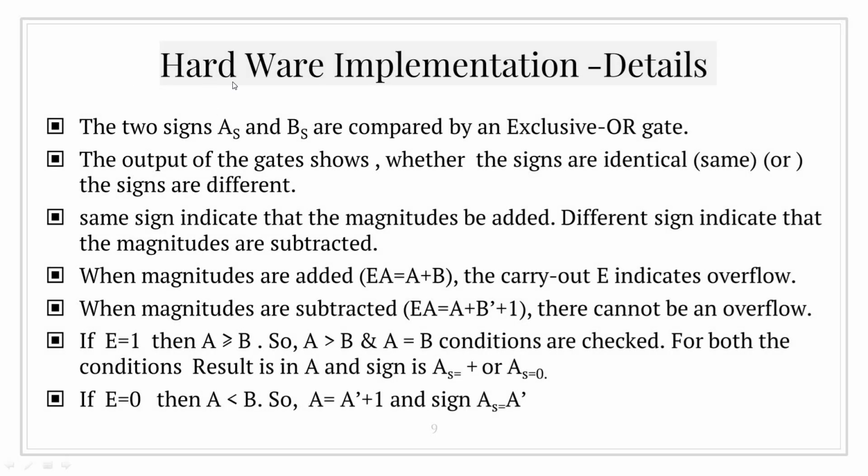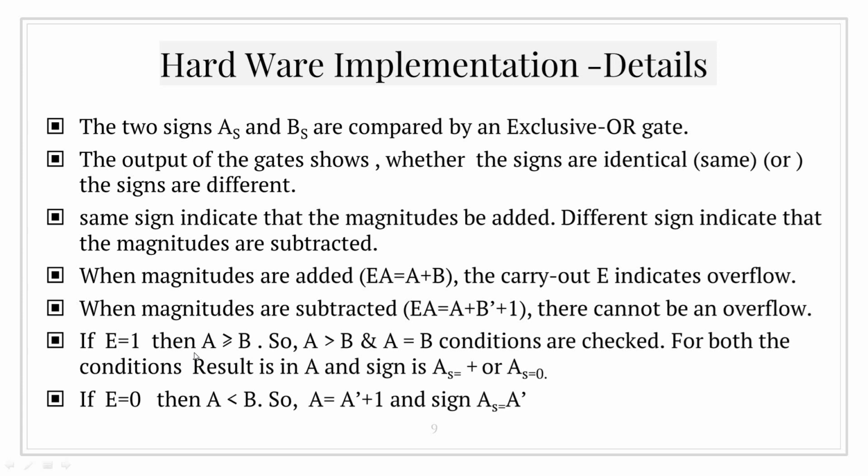The detailed description of hardware implementation. Two signs AS and BS are compared by an exclusive OR gate. The output of the gate shows whether the signs are identical or different. Same sign indicates that the magnitudes are added. Different sign indicates that the magnitudes are subtracted. When the magnitudes are added, A plus B are added, the result will be stored in EA. The carry out E indicates overflow. When the magnitudes are subtracted, EA equal to A plus B bar plus 1. There cannot be an overflow.